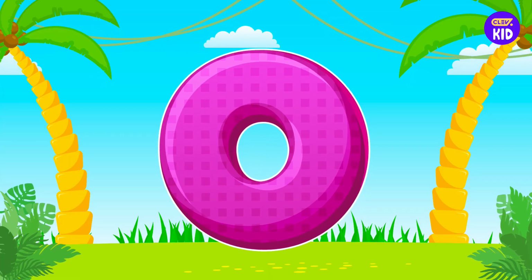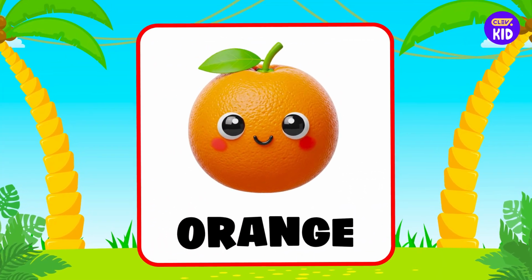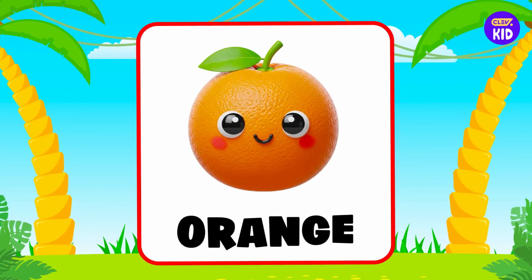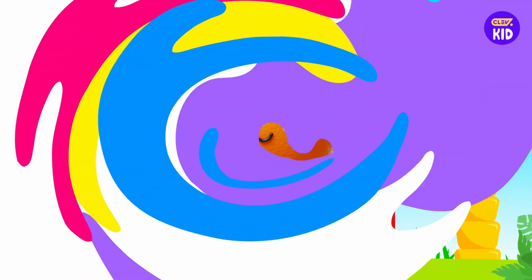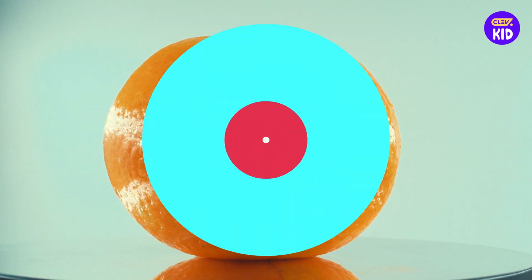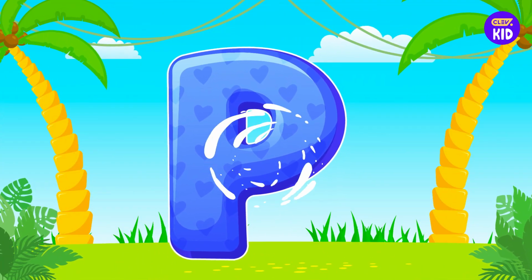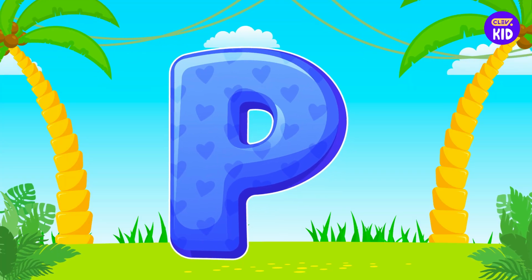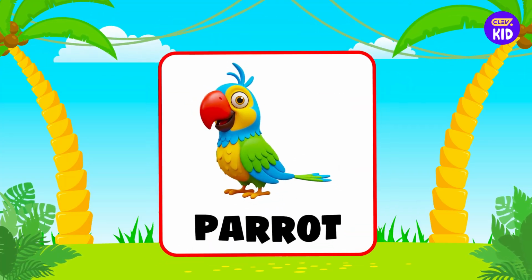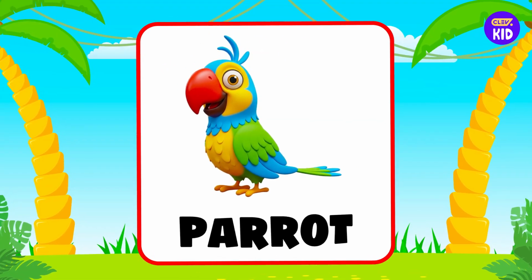This is the alphabet O. O is for orange. O is for orange. This is the alphabet P. P is for parrot. P is for parrot.